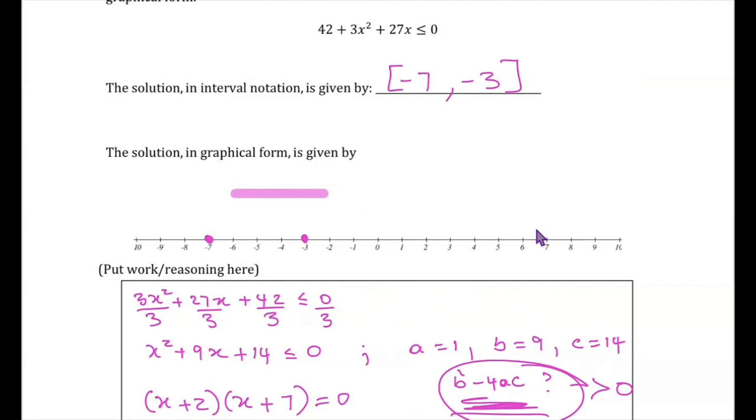Everything in between. So that is the solution for this problem.